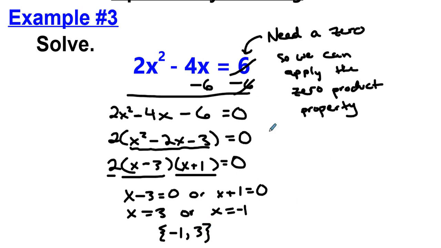So the only difference in this example compared to the last one is we had to get it equal to 0 first before we could start that same process that we did in the previous example.